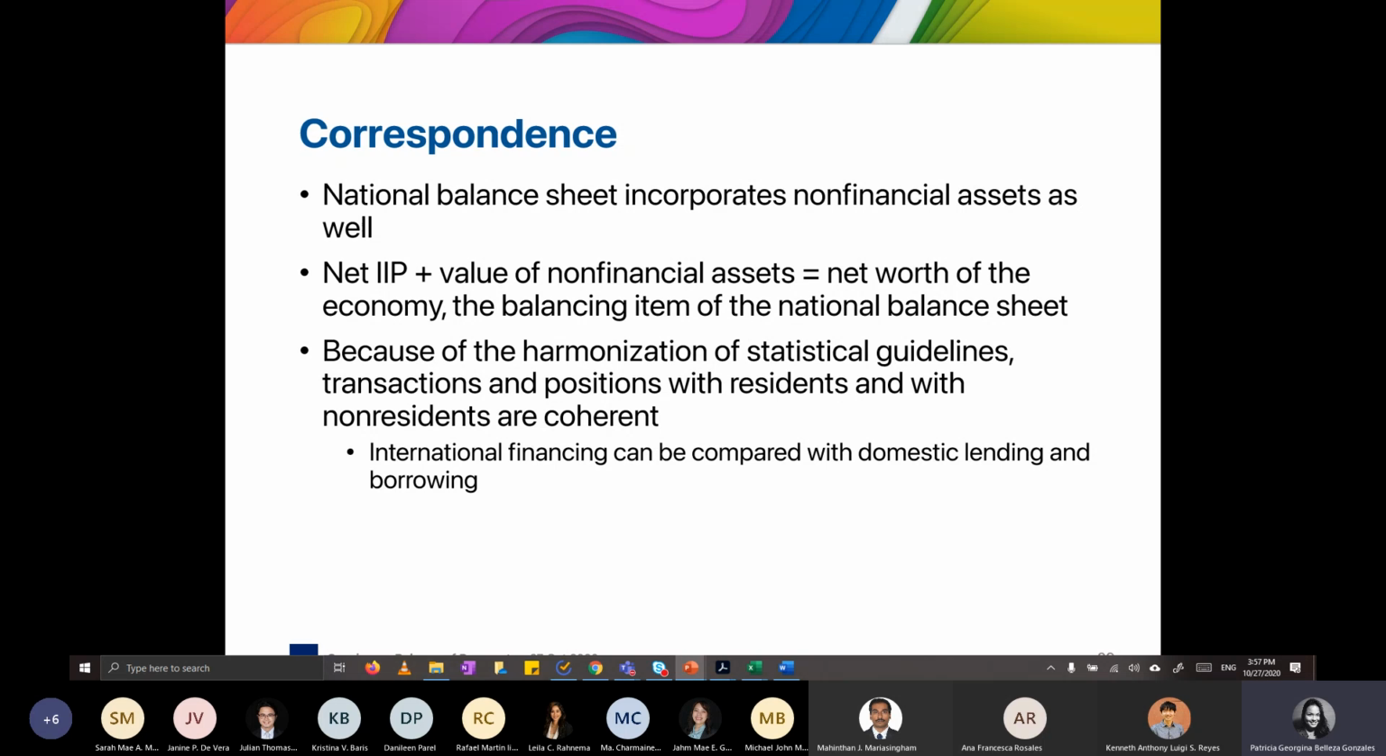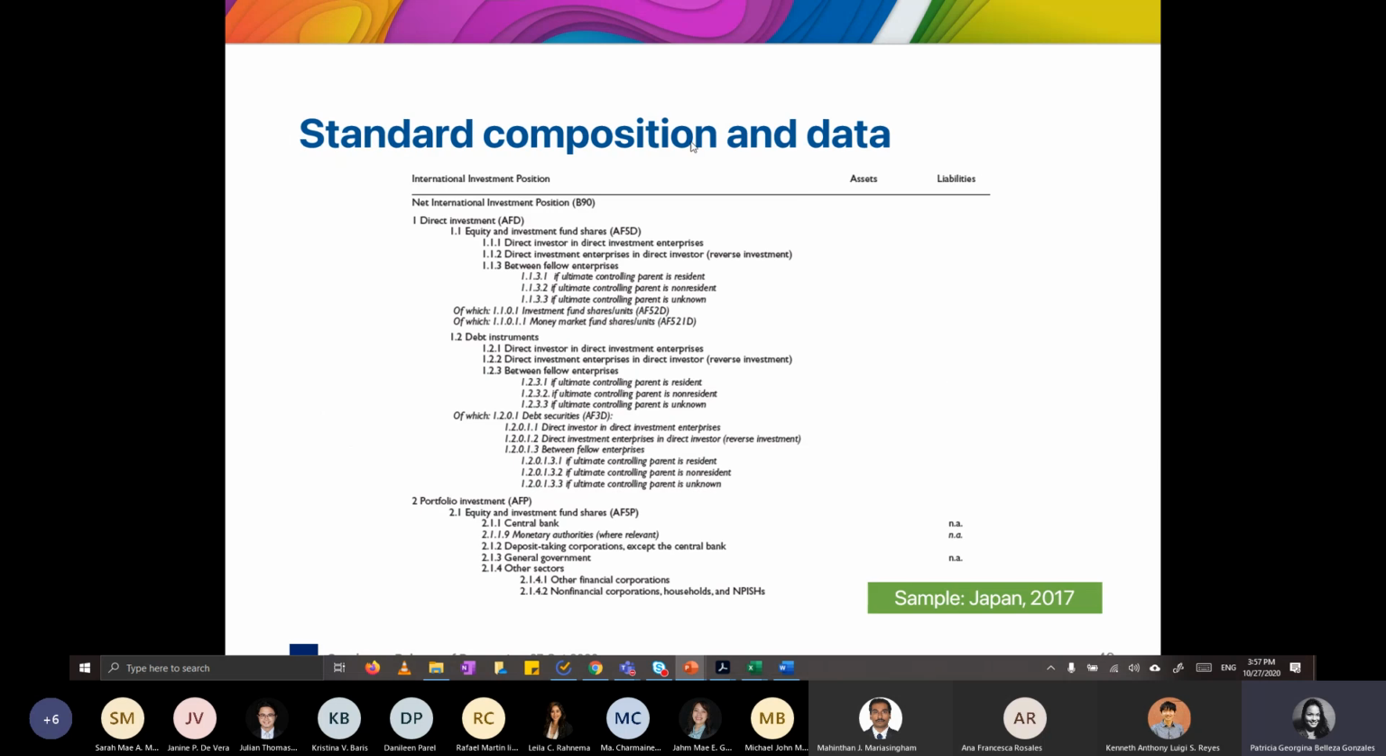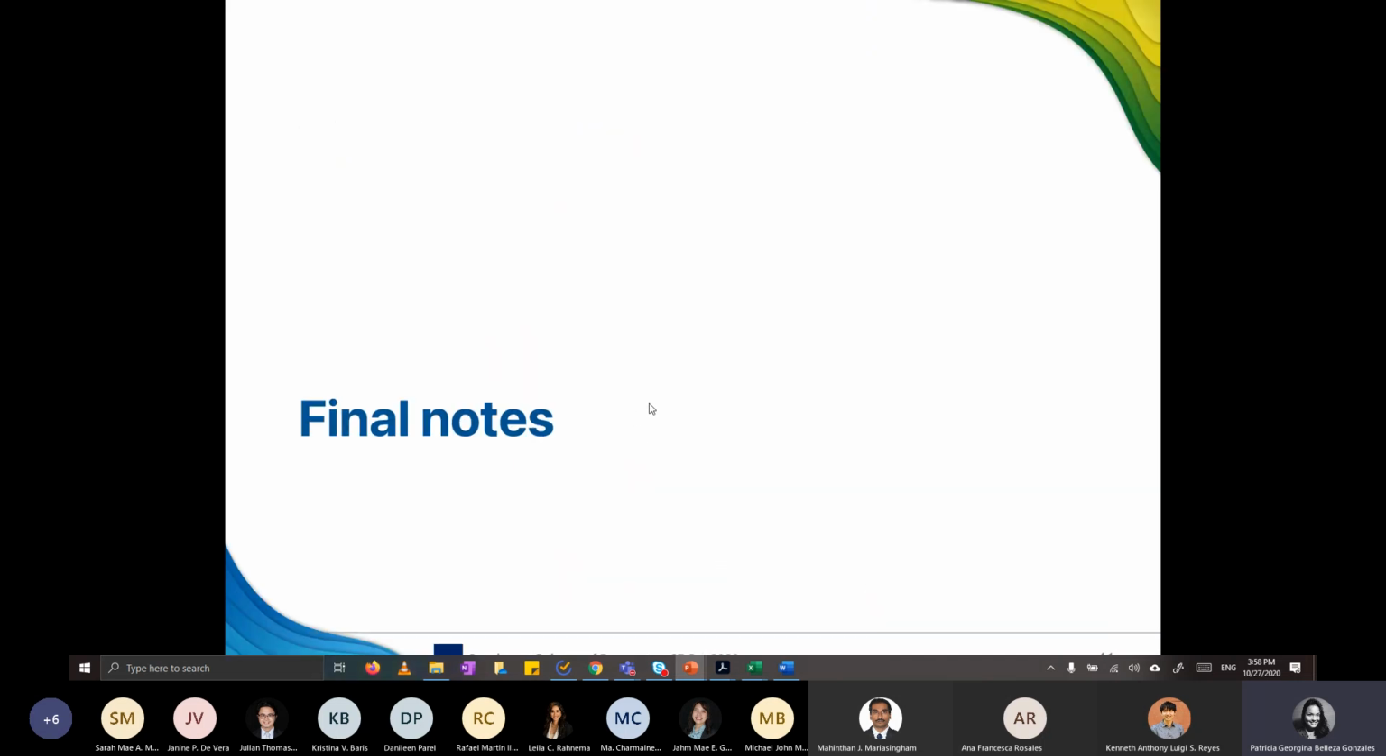So these are things that play into the overall consideration of a country's economy and the policies that are put forth to make it healthier or strengthen it and so forth. So the standard composition is just a small portion of it. As you can see, it's classified according to the functional category of financial assets and then some subcategories. Let me just show you.